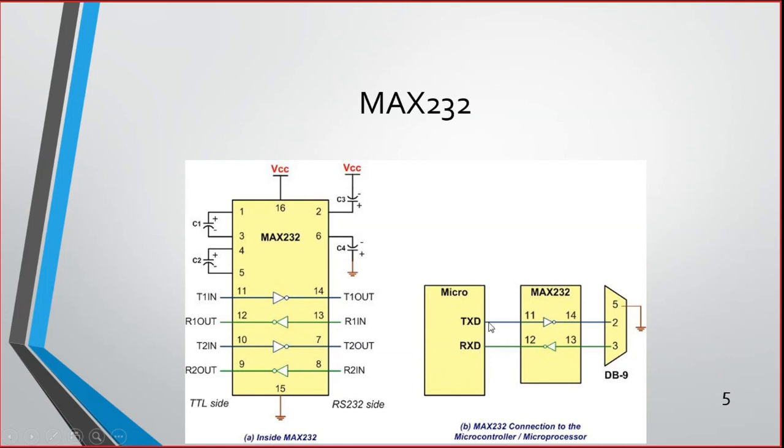But in the transmission case, the TX pin of the microcontroller will be sending data in TTL format that will be connected to T1 in, and that will be converted from TTL to RS232 at T1 out. That T1 out data can be sent to pin number 2 of the PC. 2 means it is received. So whatever TTL data is sent from the microcontroller, the corresponding RS232 data can be received on the PC.